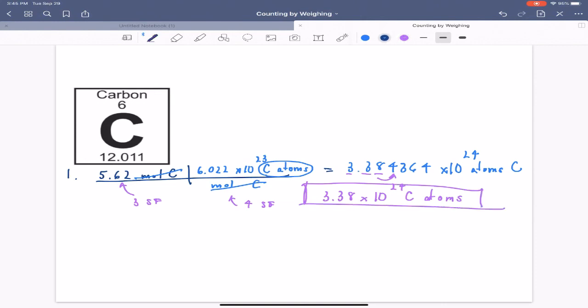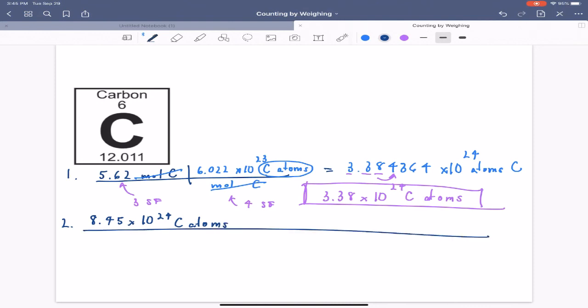The second question just goes the other direction. Now we're going to start with some carbon atoms. 8.45 times 10 to the 24. I'm specific about the unit, atoms, and also the kind of atoms, the element carbon. This time I'm going to divide by Avogadro's number. Carbon atoms, atoms are pieces in the group we call a mole. And I'm doing that so that the units cancel.